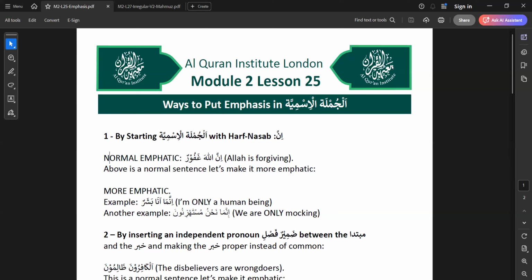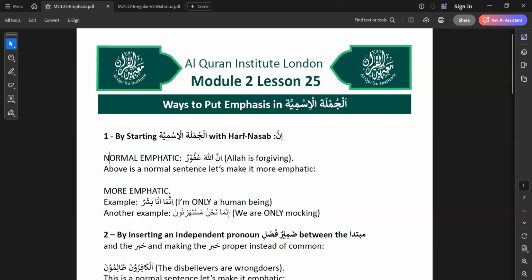Most of you are familiar with inna. So when there's inna before an ism, we call that a harf nasiba, because as we know, when you see inna, the ism after it has a fatha indicating nasab. So that's why it's called harf nasiba. And that's normal emphasis.